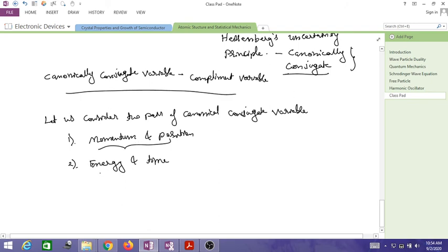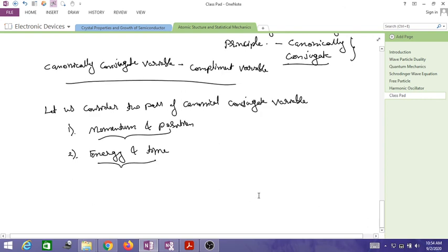Likewise, the second pair of canonical conjugate variables is energy and time. If we define the energy of an electron, then we cannot define at what time, and if we define the time of that electron, then we cannot define what the energy of the electron is.